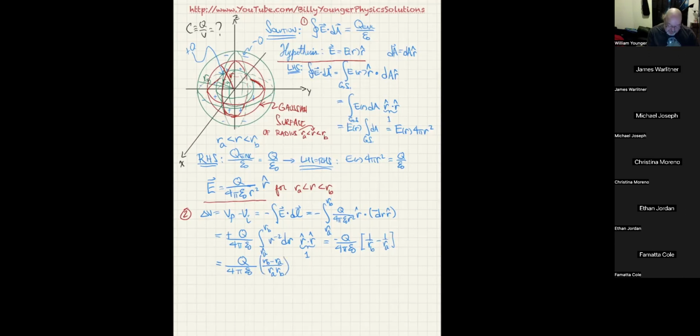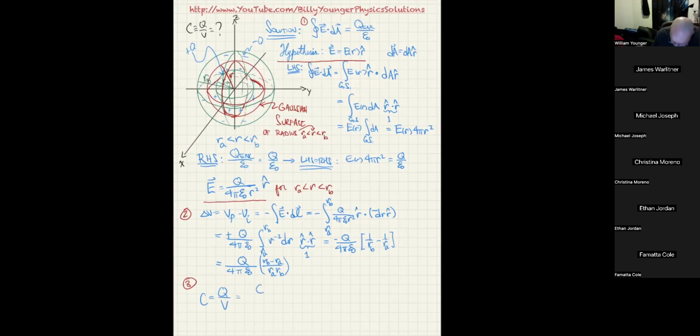So that's the actual voltage difference between the two, and that is in fact step 2. Now finally, step 3, we need to use that voltage and the definition of capacitance, which is C equals Q over V, to calculate the capacitance of these concentric spheres.